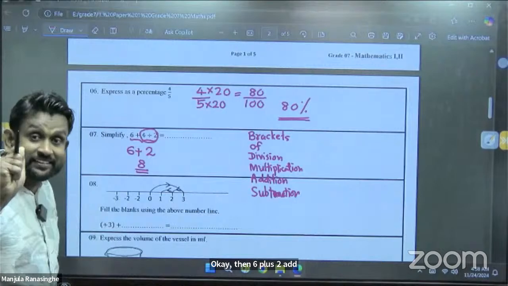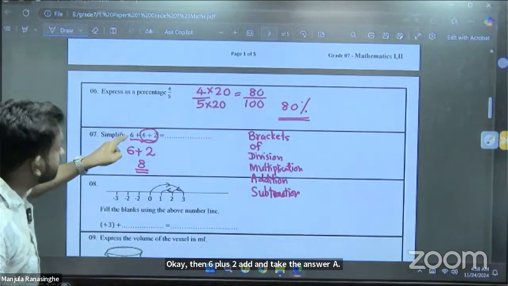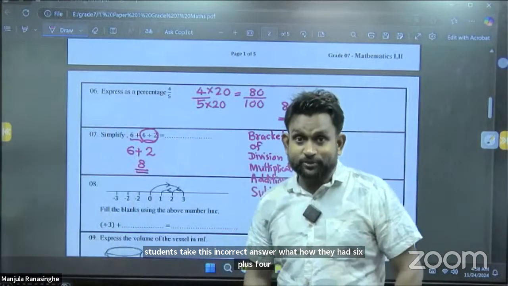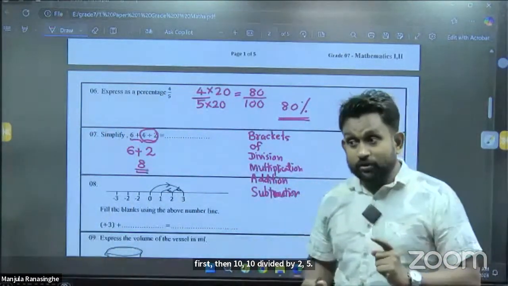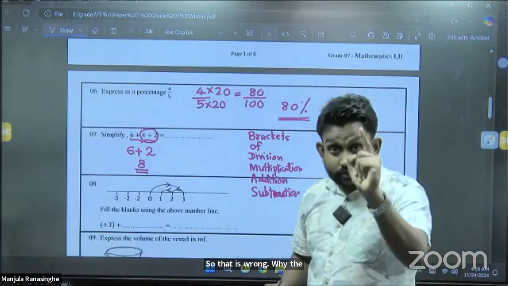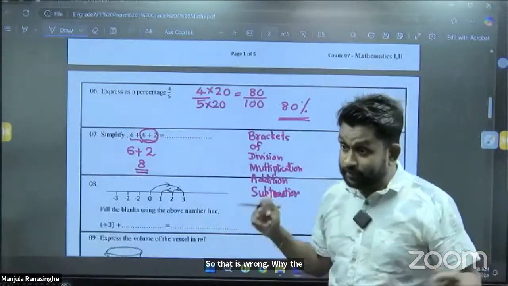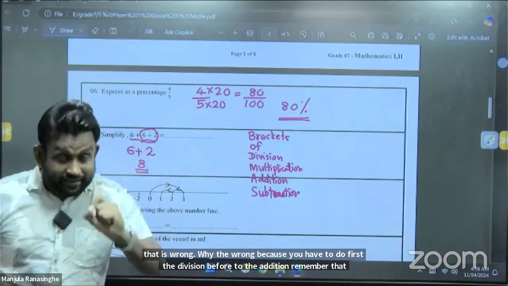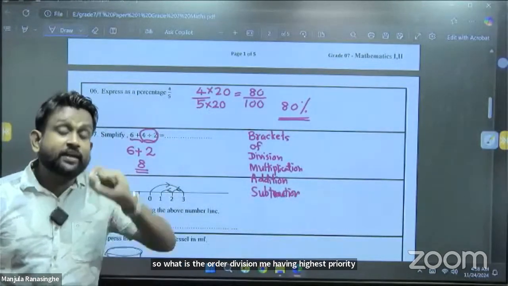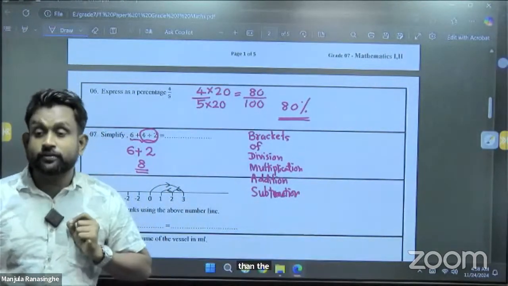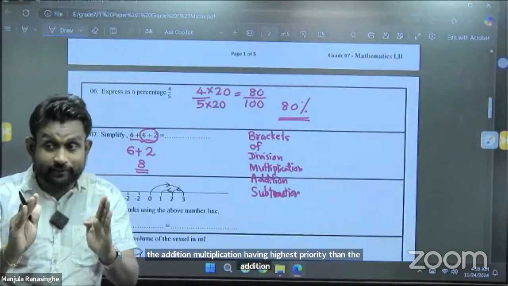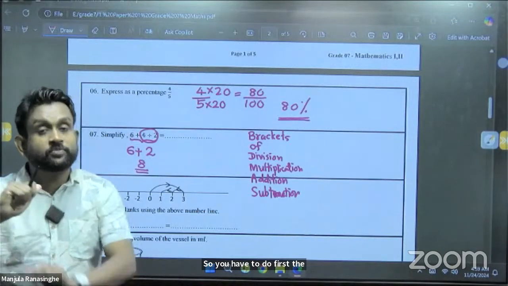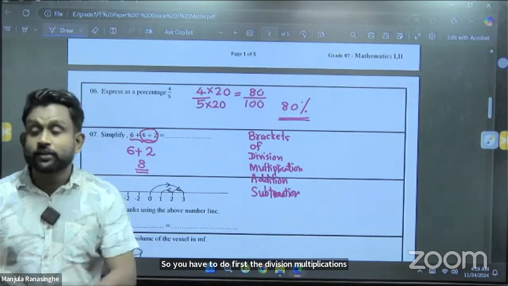Some students take an incorrect answer. How? They add 6 plus 4 first, then 10, 10 divided by 2 is 5. That is wrong. Why is it wrong? Because you have to do the division before the addition. Remember that. So what is the order? Division has higher priority than addition. Multiplication has higher priority than addition. Is everyone clear about that? So you have to do the division and multiplication first, then lastly addition and subtraction.